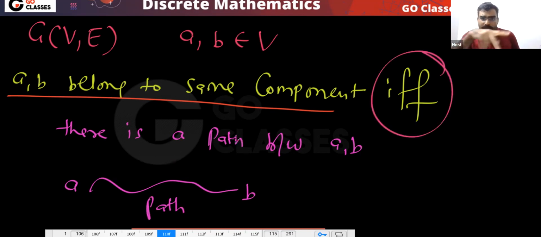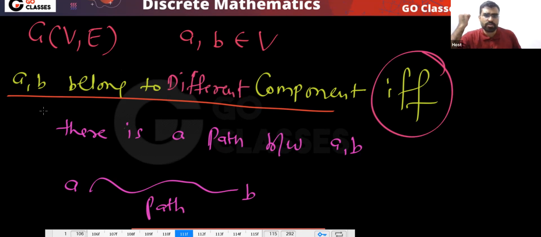Because if there is a path between them, then it means they are in the same component. Similarly, if they are in different components, what does that mean? It means there is no path between them, if and only if there is no path between them.